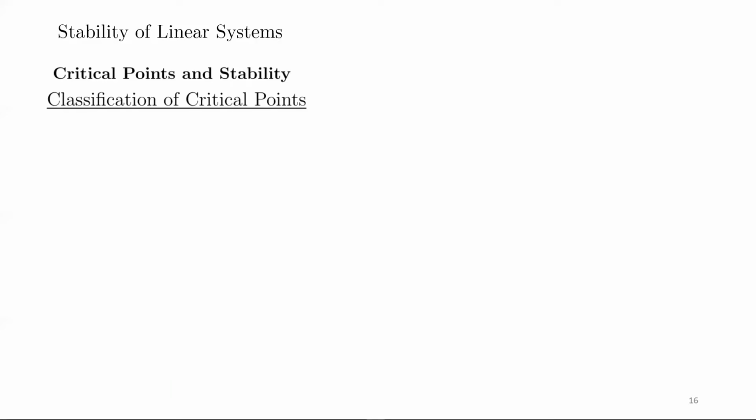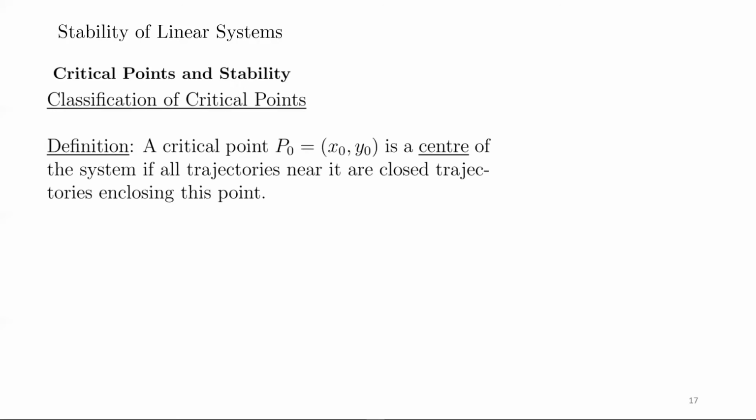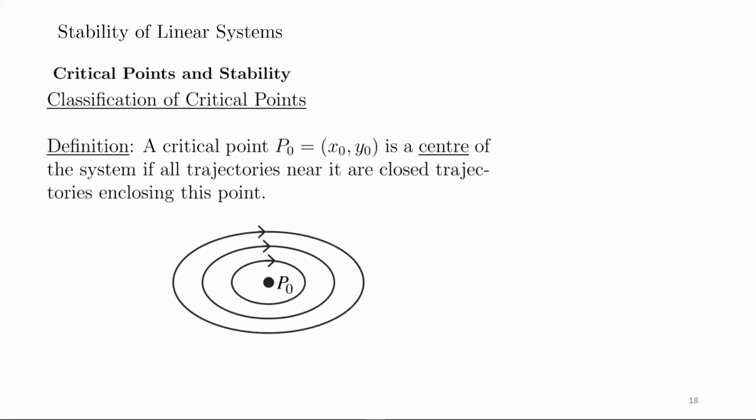So we're going to have quite a few definitions in this class. My suggestion is that you make a list of the different types of critical points and understand what they look like. So the first kind of critical point we are going to look at is called a center. So a critical point, I'm calling this P0, is just standing for a point. So this point P0 is a center of a system if all the trajectories near this point are closed trajectories enclosing this point. Or in other words, it looks like this.